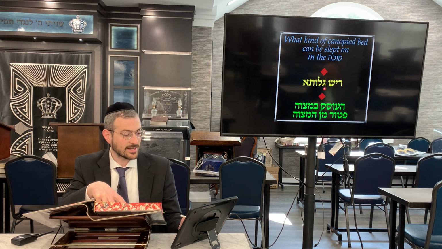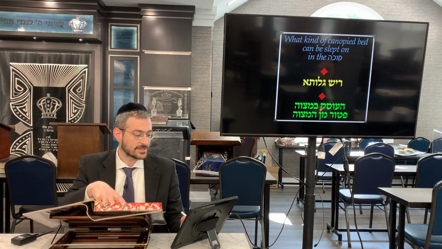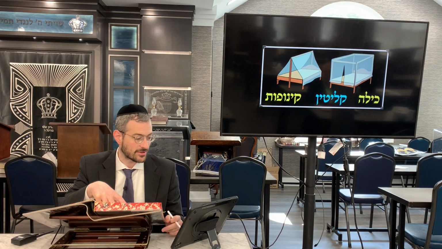So the key concepts of today's Daf are Resh Galusa, that was the person in charge of all the people in the diaspora, and Osek B'Mitzvah, the concept that if you're engaged in one mitzvah, you're exempt from performing another mitzvah.